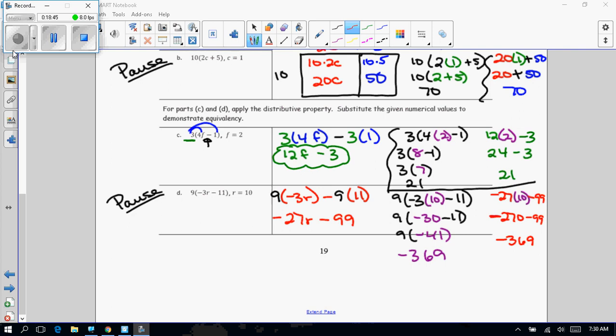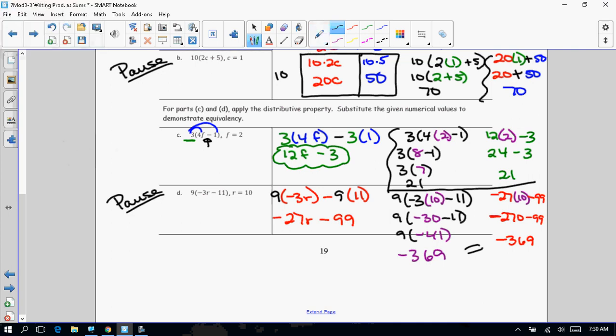If you worked it out and your answers were not the same, try to figure out where your error was. Okay, it may have been way back at the beginning with the distributive property, or it could have even been just plugging in and not maybe multiplying correctly or not subtracting correctly. All right, I'm going to page 20. If you need to hit pause right now and fix this, go ahead.